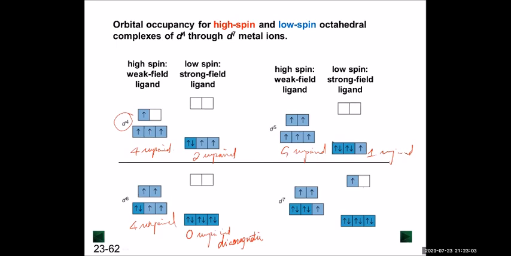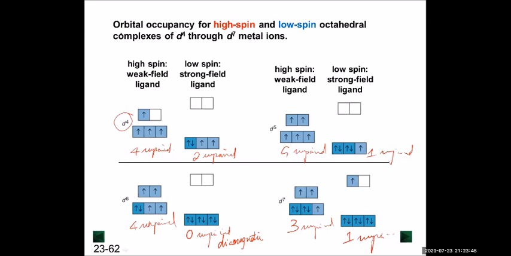When you have 7 d electrons, with a weak field the first 5 each occupy an individual orbital, and then the 2 more electrons have to pair. So in this case, you have 3 unpaired. With a strong field and 7 electrons, the first 6 form pairs, and in the end there's only 1 unpaired. So in all these cases, it shows a big difference between the strong field and the weak field.